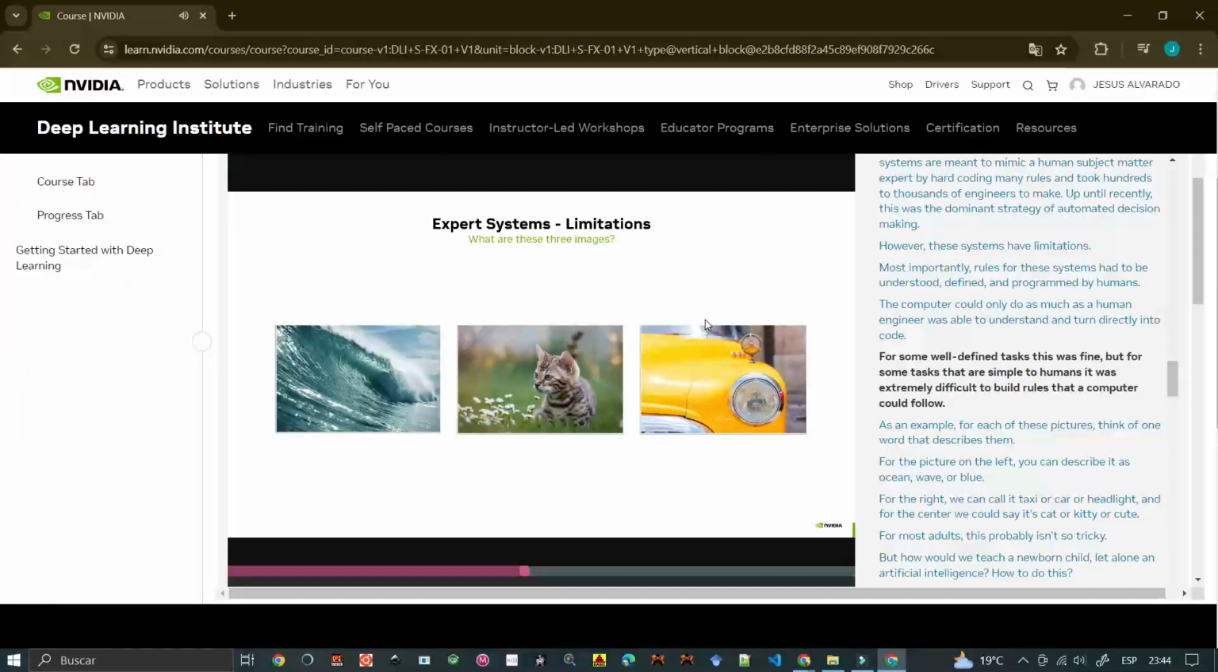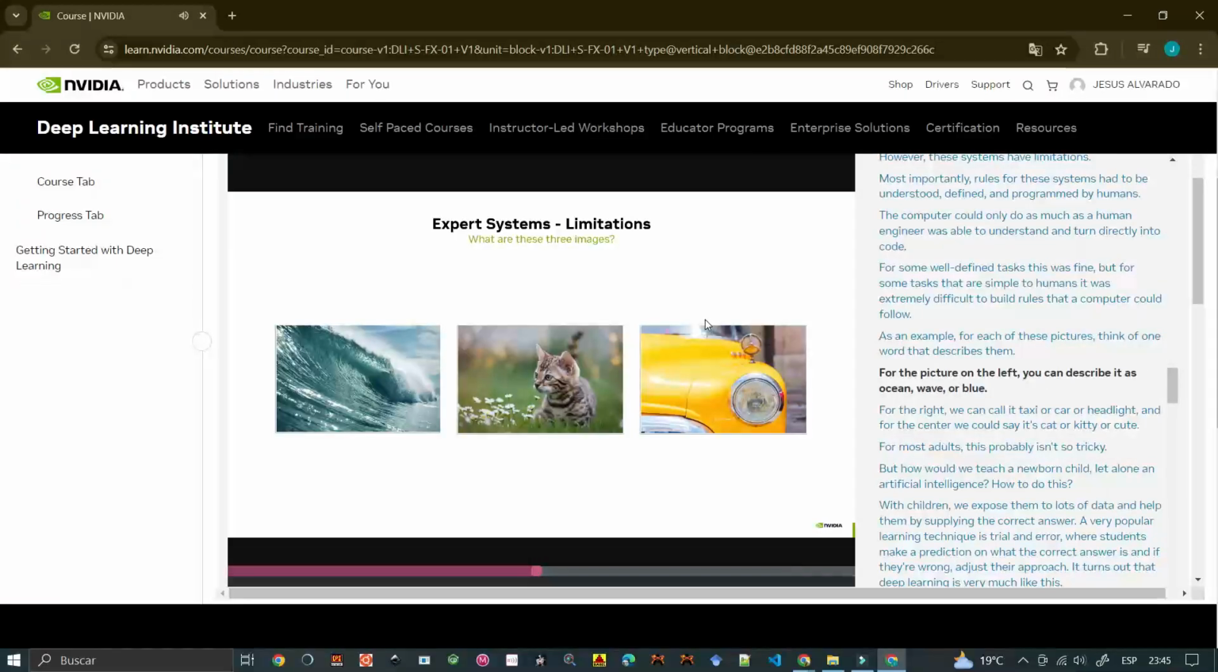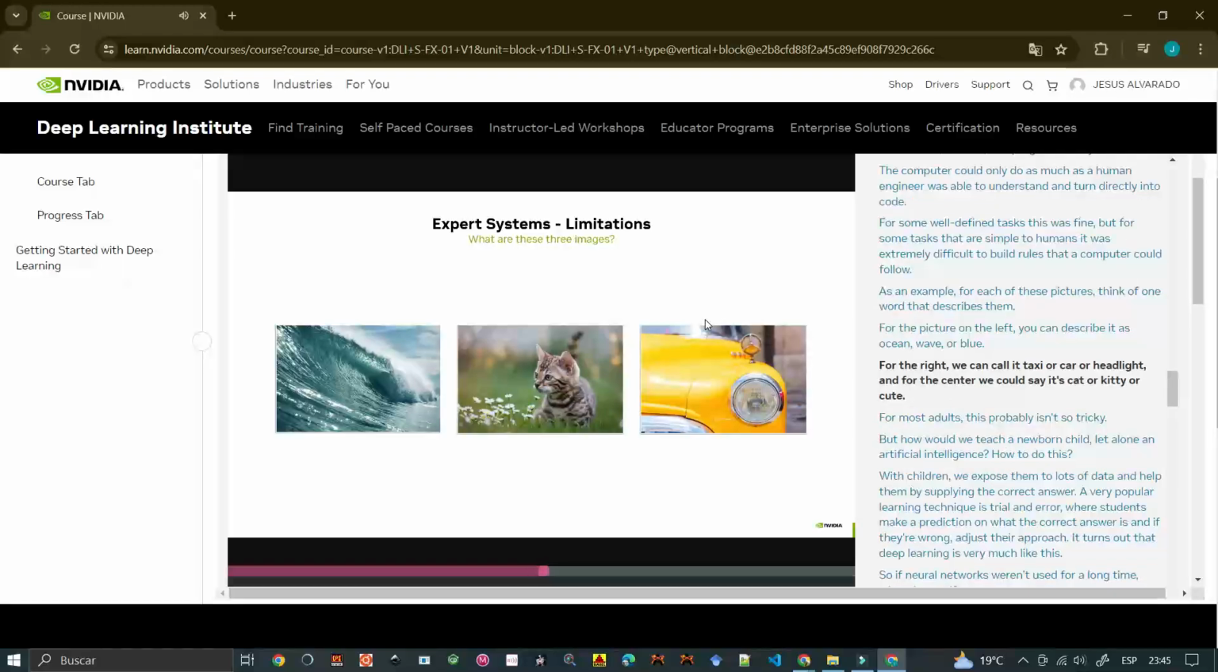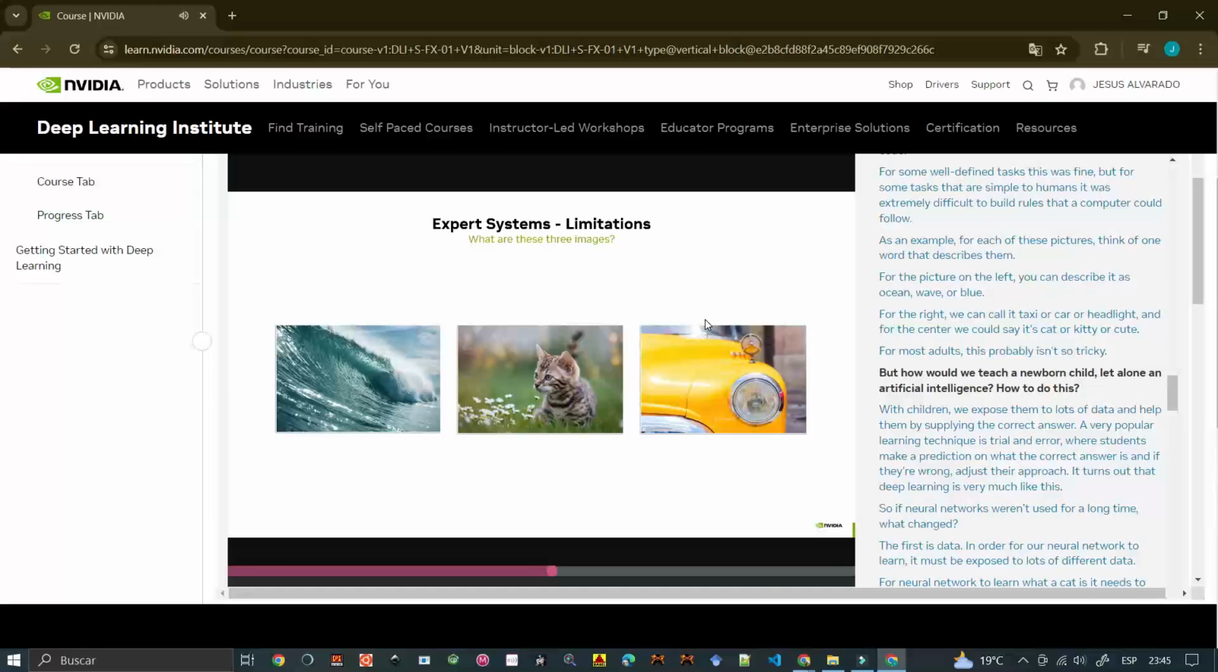For some well-defined tasks, this was fine. But for some tasks that are simple to humans, it was extremely difficult to build rules that a computer could follow. As an example, for each of these pictures, think of one word that describes them. For the picture on the left, we can describe it as ocean, wave, or blue. For the right, we can call it taxi, or car, or headlight. And for the center, we could say it's cat, or kitty, or cute. For most adults, this probably isn't so tricky. But how will we teach a newborn child, let alone an artificial intelligence, how to do this?